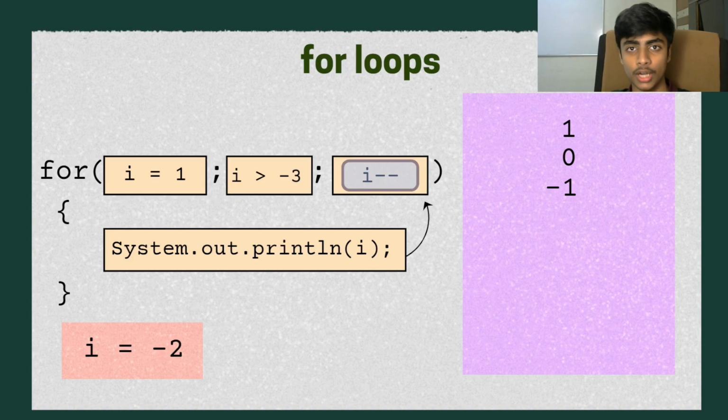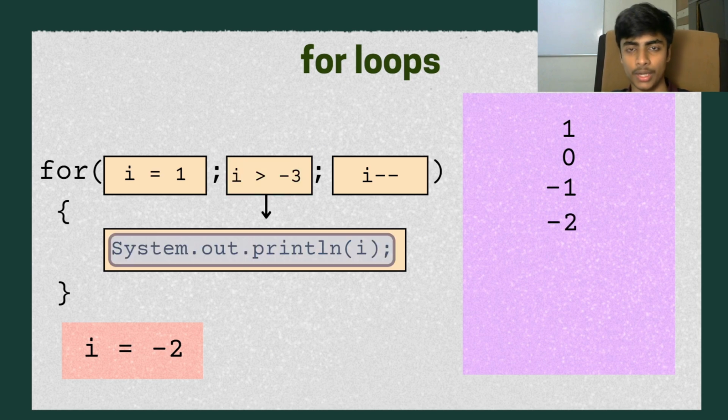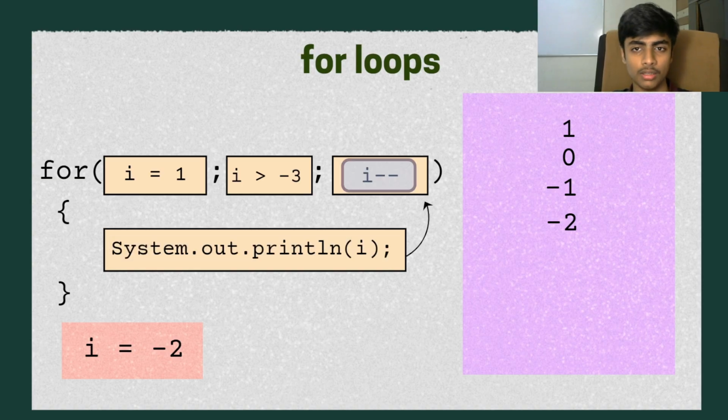You're going to go back to the condition. The condition is checking if minus 2 is greater than minus 3. Since the condition is true, you're going to move to the println statement. The println statement is just printing the minus 2. Finally, we're going to go back to the update. We're going to decrease I by 1. So since I is minus 2, it's going to become minus 3 next.